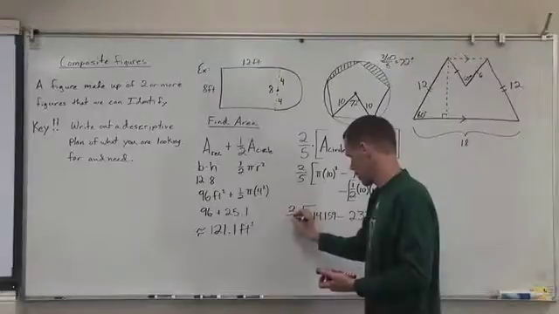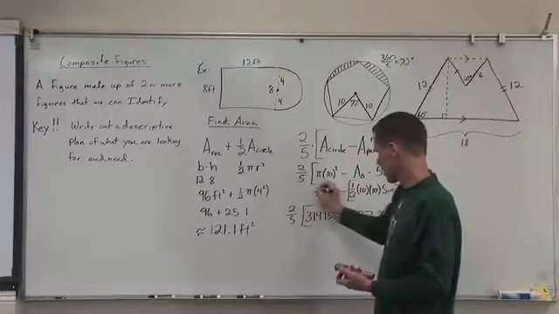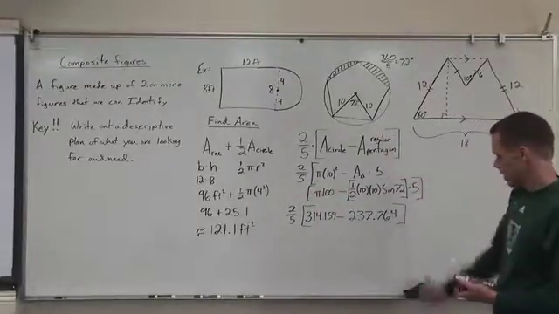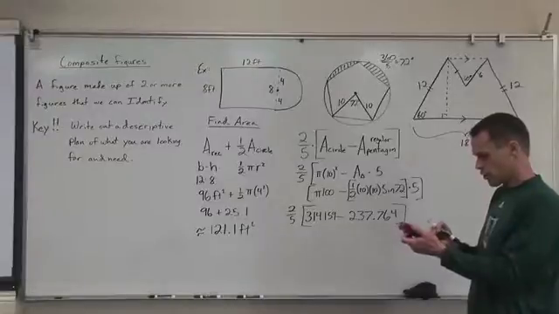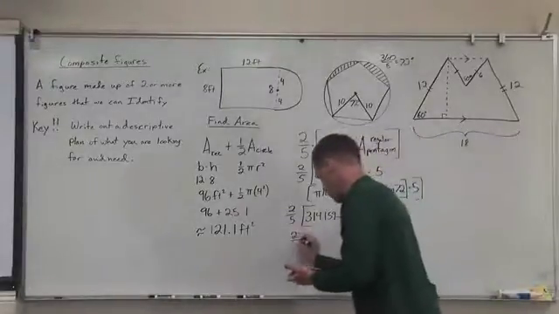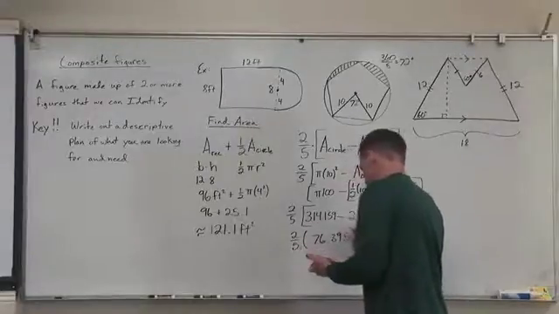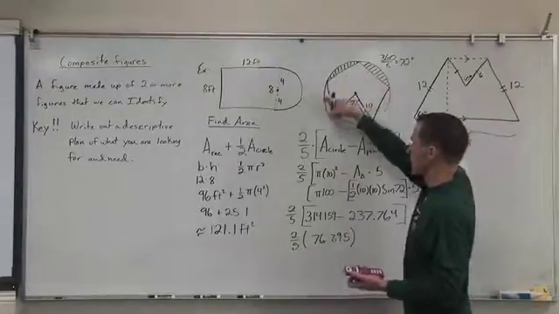I still have my 2/5 here. There's 100 pi there. Okay, so time to figure out what this is. So I've got 314.159 minus 237.764, and I've got an answer of 76.395. So I've got 2/5 of 76.395. The key here is to recognize 76.395 is 1, 2, 3, 4, 5.